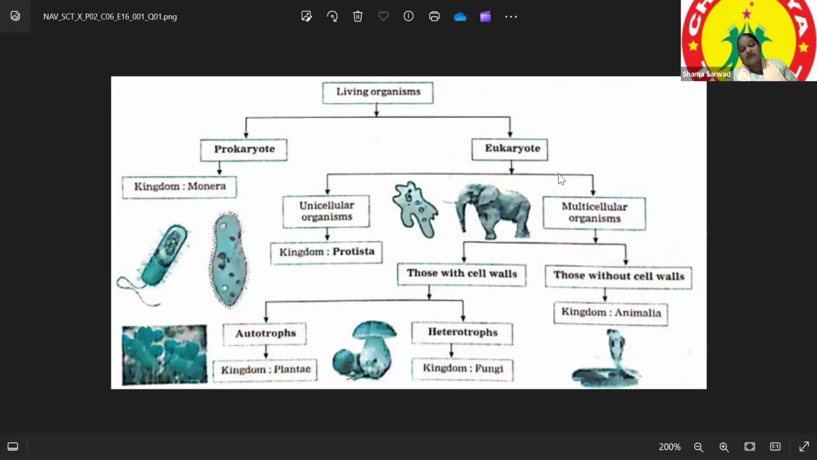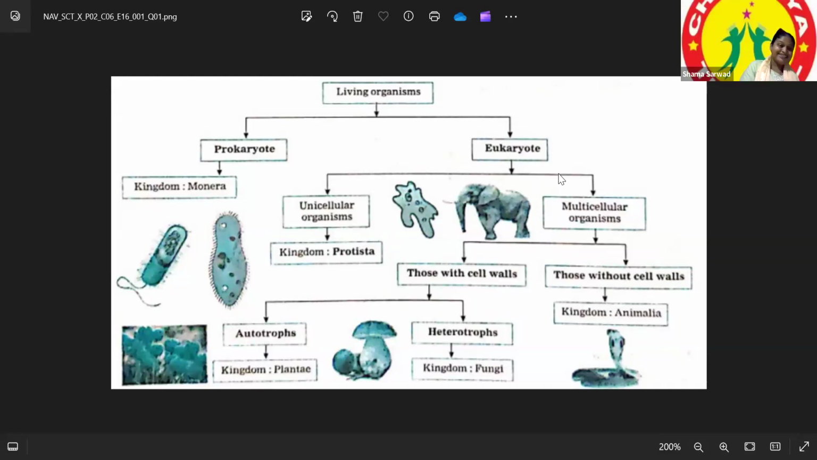It will be sub-classified as phylums. Phylums are again classified as a class. Class is further classified as a species, and species is again classified as a genus. Understanding?